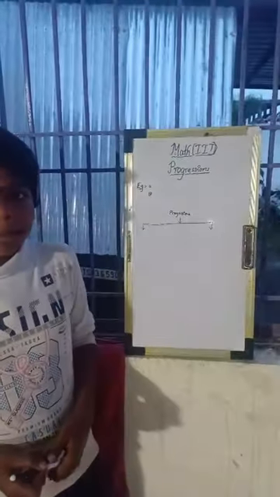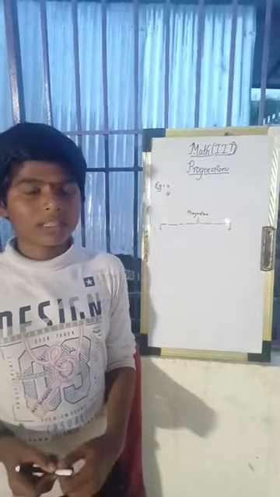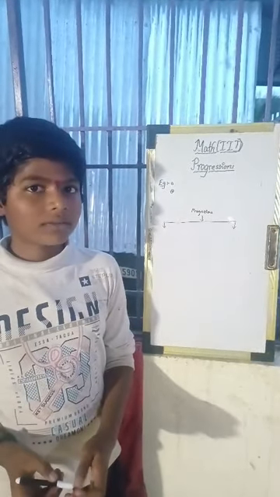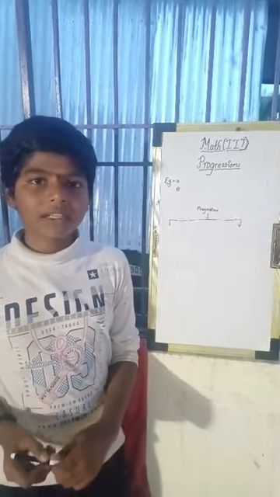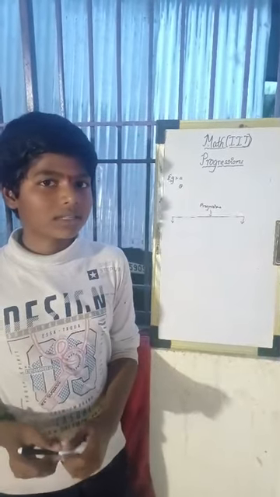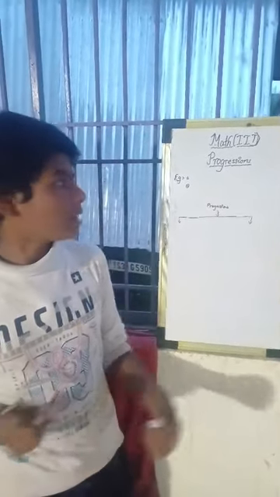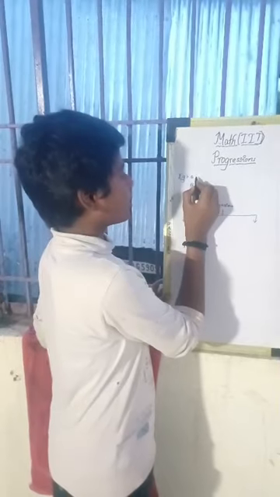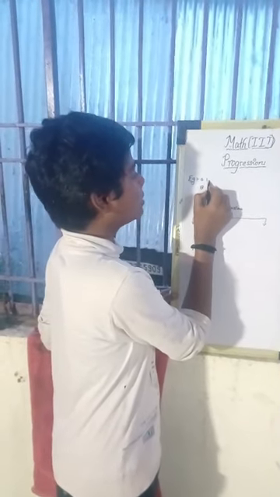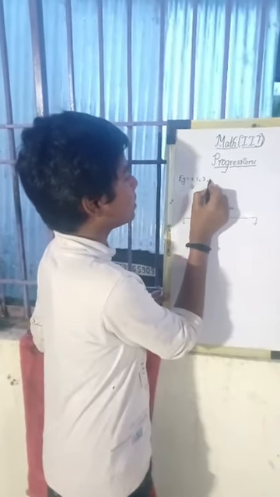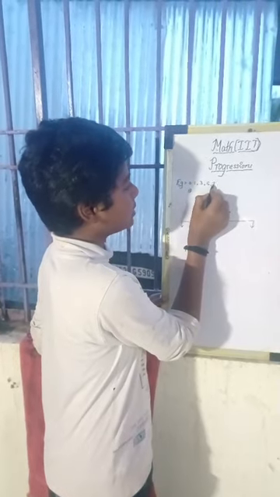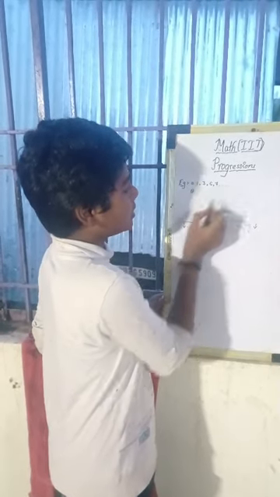Today I'm going to take a seminar on progressions. A progression means a sequence where, by adding or multiplying, we get the next number. It is called a progression. For example, 1, 3, 5, 7 and so on.